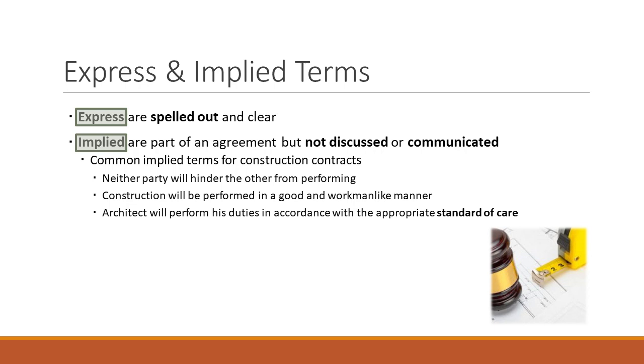If it doesn't state in the contract, it's still implied that neither party will hinder the other from performing. The owner will not stop the architect from doing its design. The architect will not stop the owner from providing information. The owner won't hinder the contractor from doing its work. They won't be directing traffic. So those are implied. Or the owner will not pay late. If they pay late, well, that's hindering the contractor or the architect from performing because they're not getting paid. So you can't do that, even if it doesn't say it in the agreement.